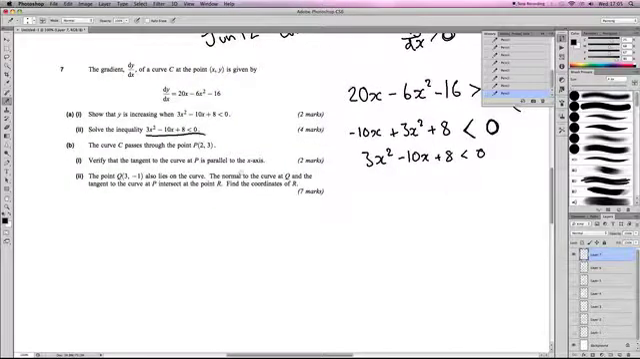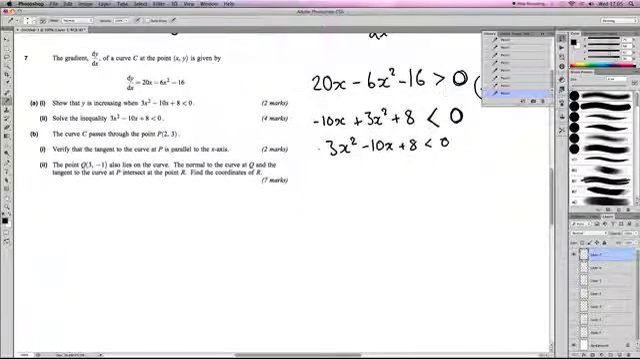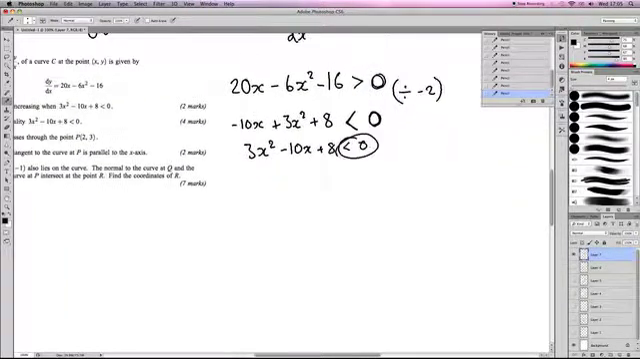I now have to solve this inequality. Oh god. Alright, solve the inequality. So all we want to do is just solve this quadratic. We're going to ignore this completely. We're just going to pretend it's equal to 0. So we're going to solve this quadratic. I'm going to do the split method.